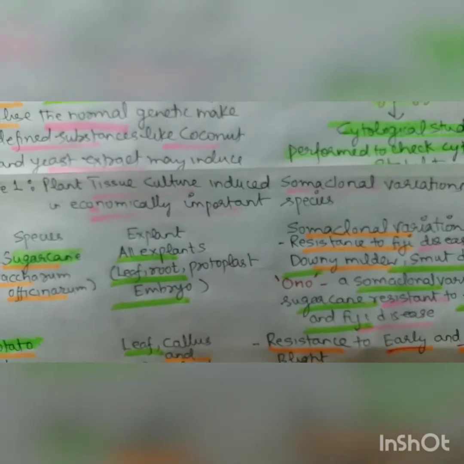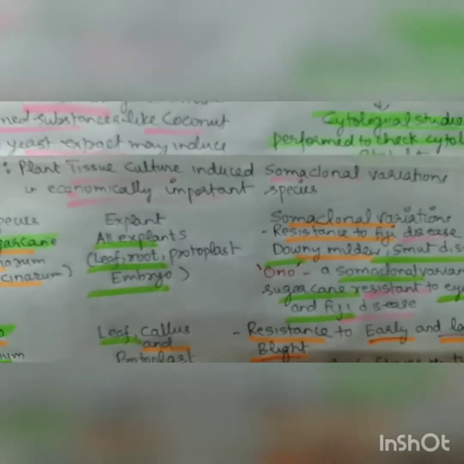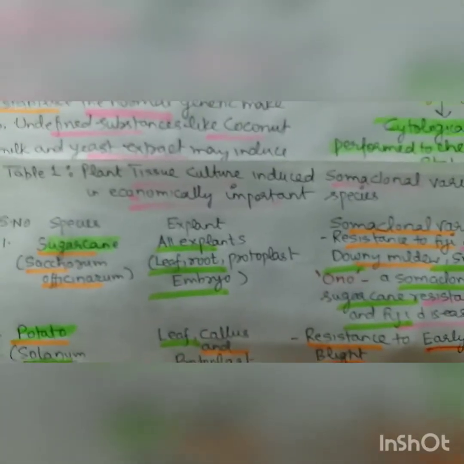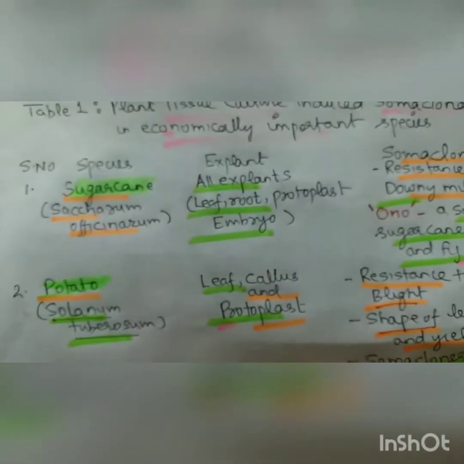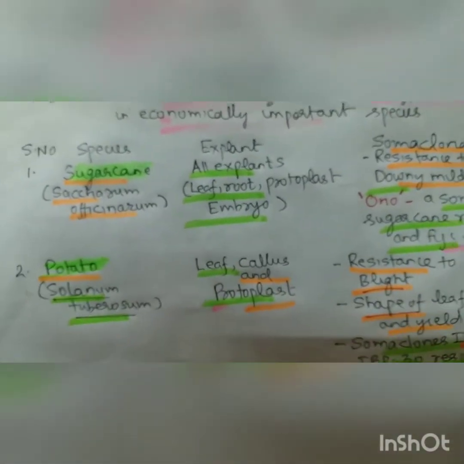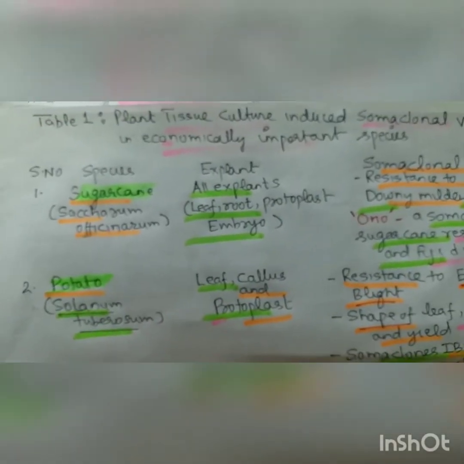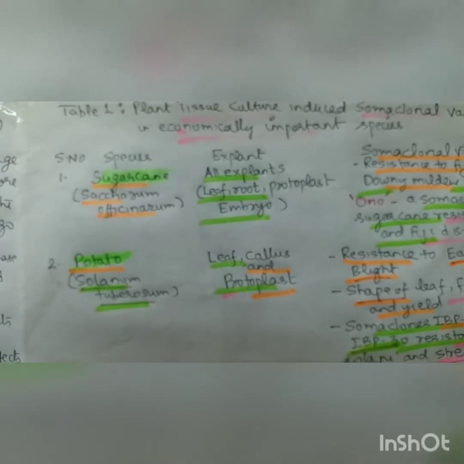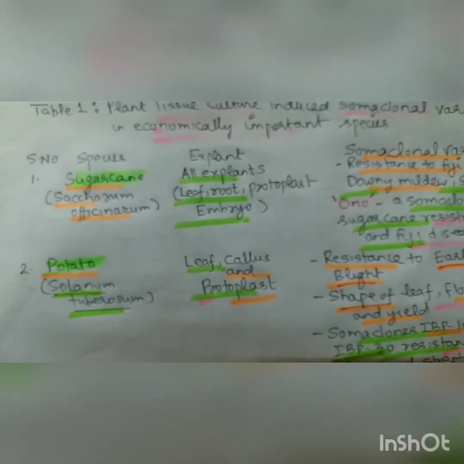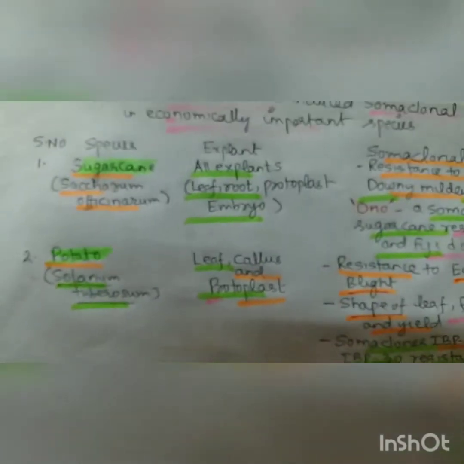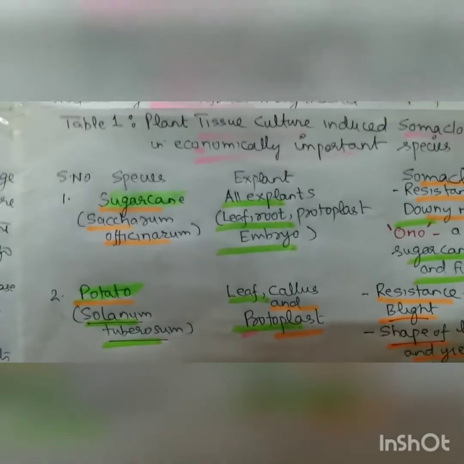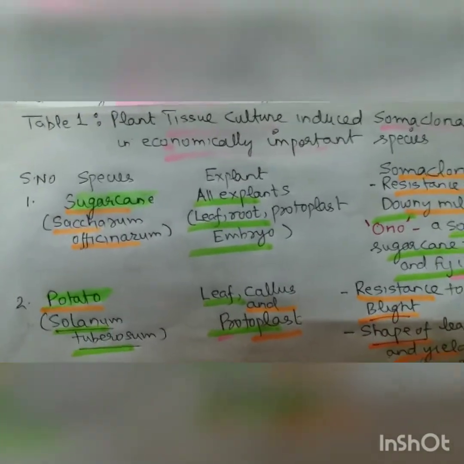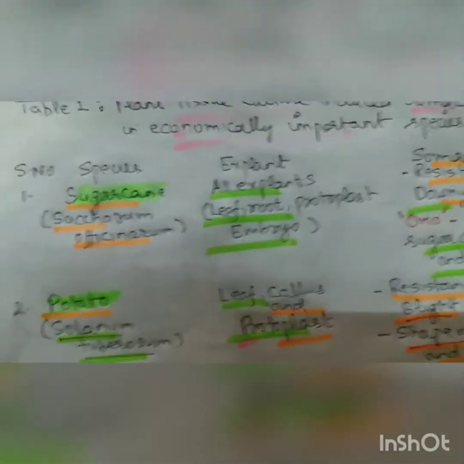Now, most somaclonal variation is a blessing in disguise. There are 2% of somaclones that are basically economically important species. They are important to plant improvement, in agriculture also. So improvement in agriculture is against the diseases. First, as I already explained, we used somaclonal variation in sugarcane.